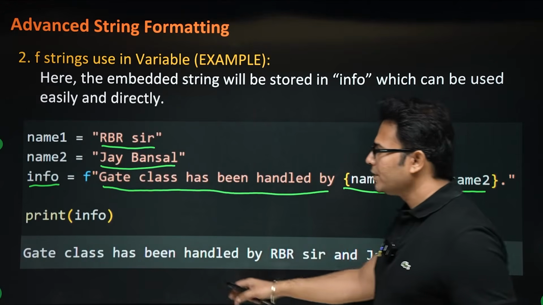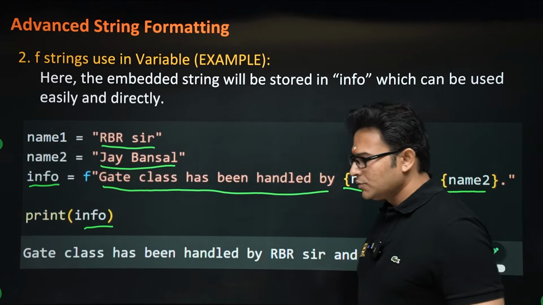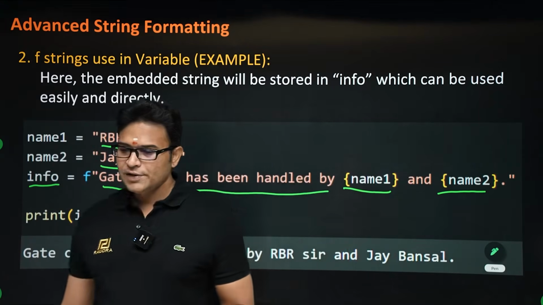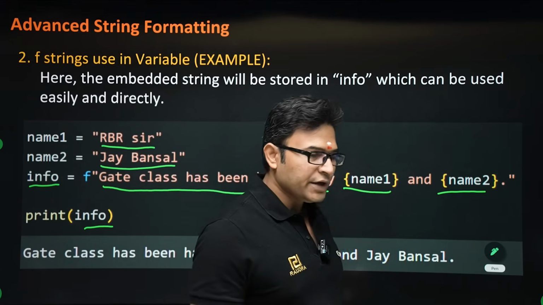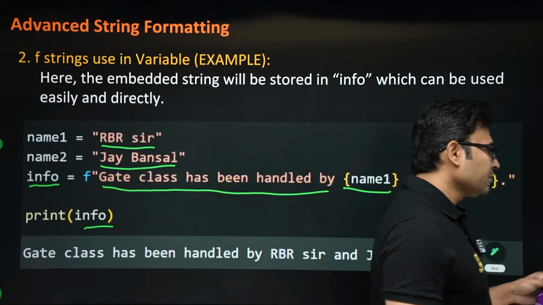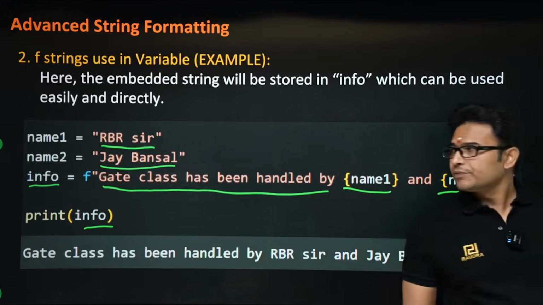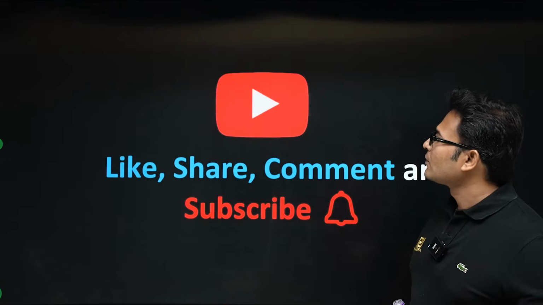If you try to print that variable, you can print it, which means it is not a rule or compulsory to always use an F string in a print statement. It can be used even without print. Okay, that is what I wanted to show you.